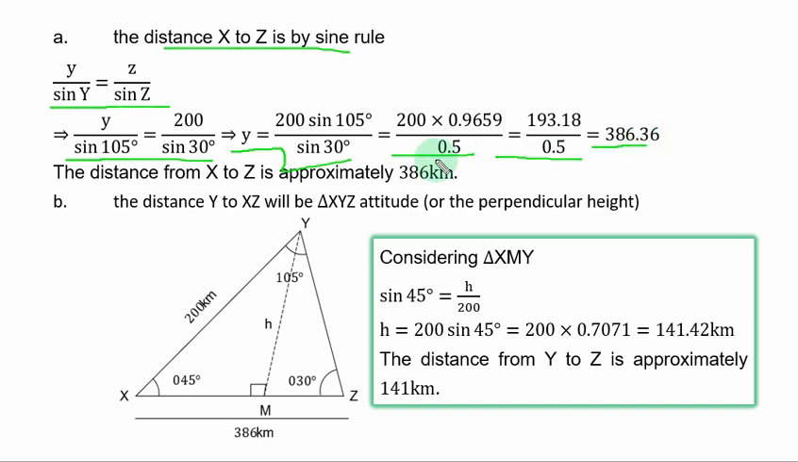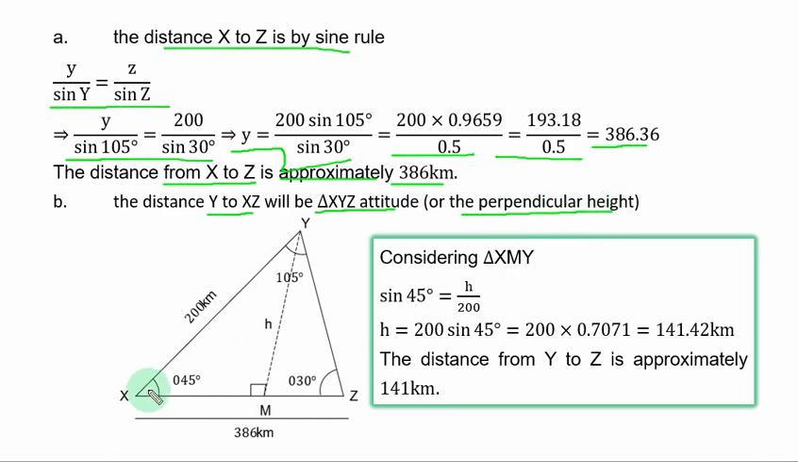386.36 kilometers. Therefore, the distance from S to Z is approximately 386 kilometers. B part of the question, the distance from Y to SZ. You move from Y to SZ, which will be the triangle SYZ altitude, or the perpendicular height.